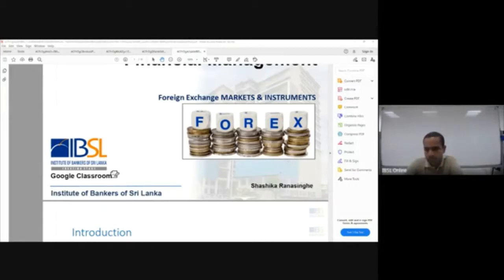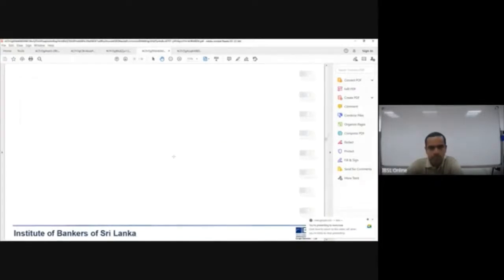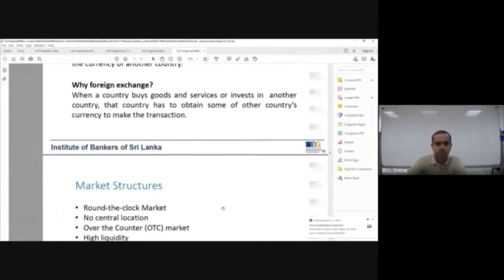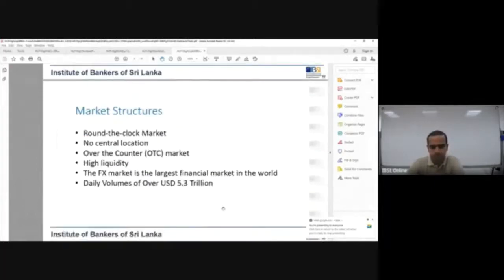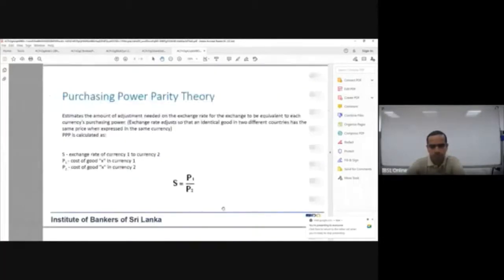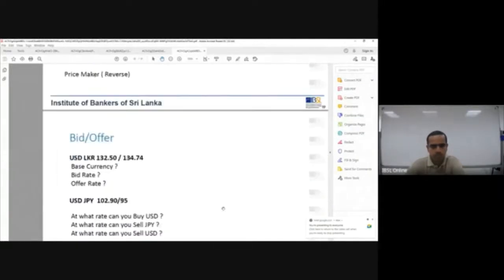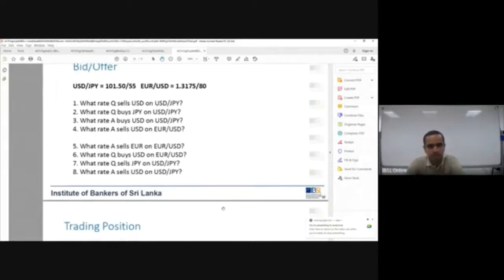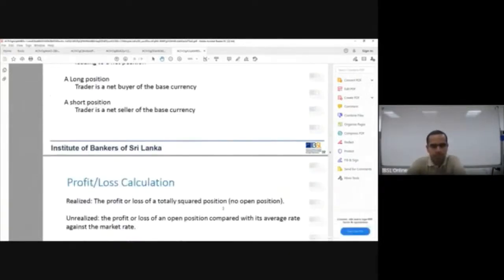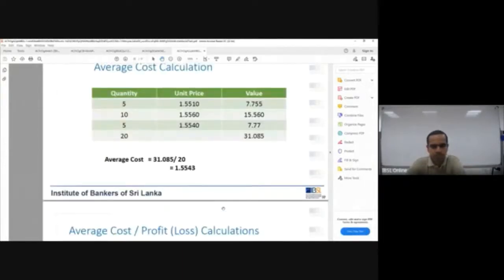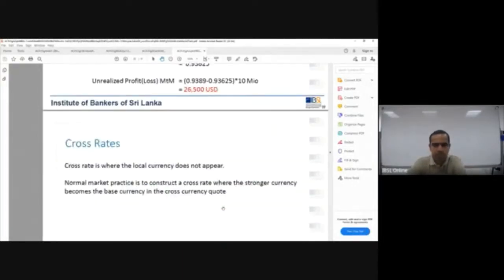Okay, so we want to move on with foreign exchange. We did bid and offer, base currency, counter currency, profit and loss calculations, and average cost. And let's move on to cross rates.